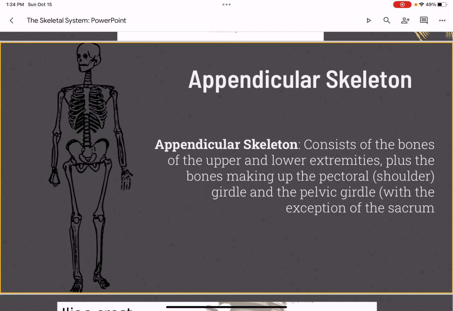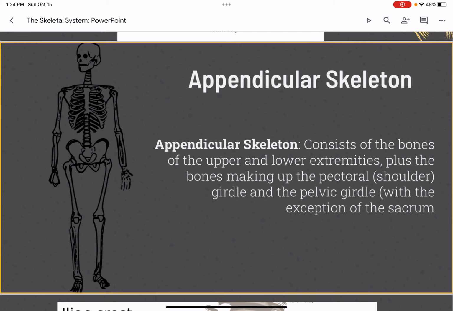Each upper extremity consists of 30 bones: the humerus, or upper arm; the ulna and radius in the forearm; 8 small carpal bones in the wrist; 5 metacarpal bones in the palm of the hand; and 14 phalanges in the fingers.